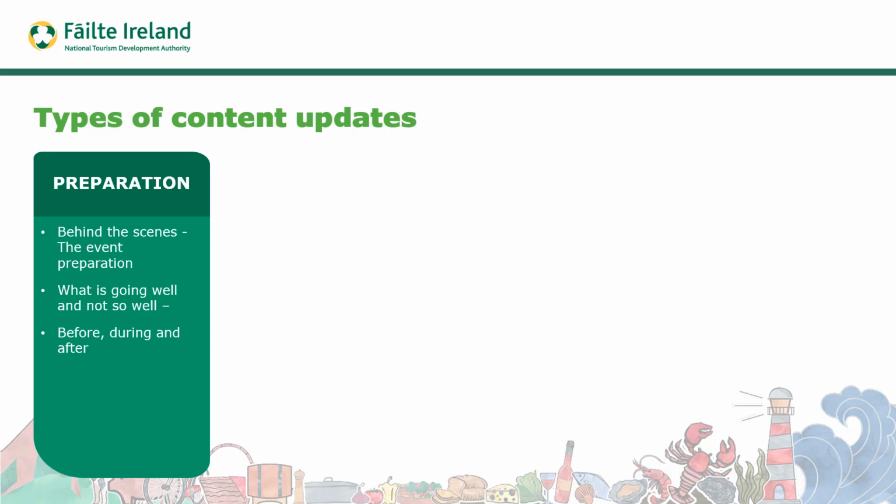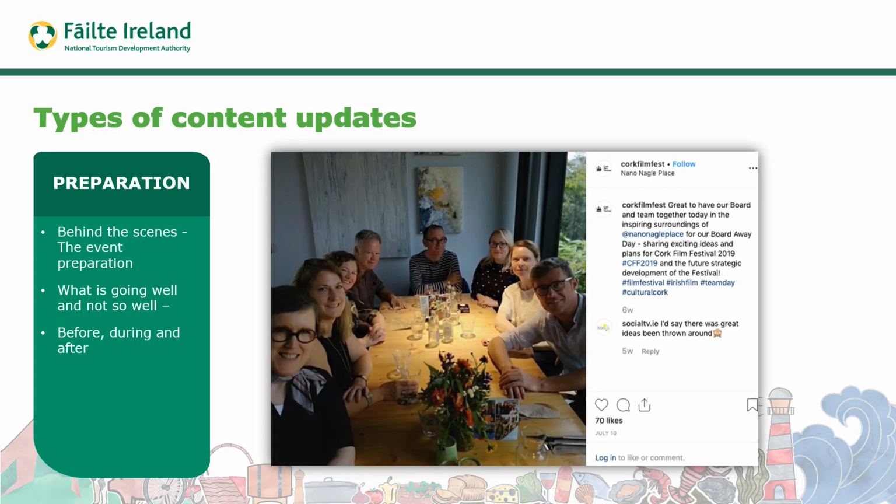Preparation is another good one people like to see. People like to see what's going on behind the scenes. What are people doing to prepare for the event? What's good about it? What's bad about it? What's not working well? People like to see the bad things as much as the good things. So do share what's going on behind the event to draw people in, to make them feel more involved with that event and more likely to go to it.